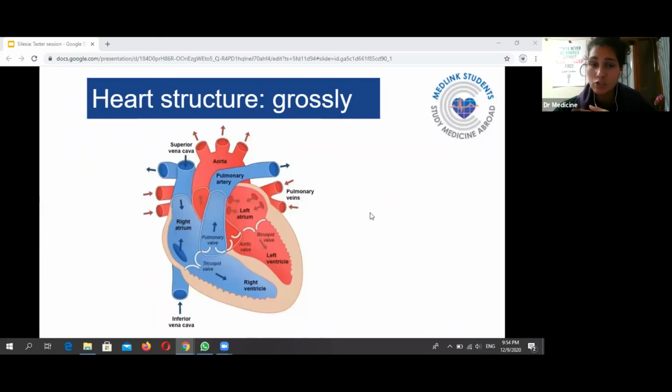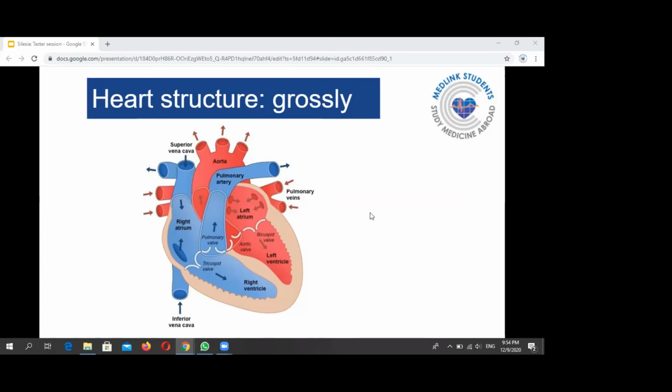We have the right atrium and the left atrium, which are very nicely illustrated here in this diagram. And we also have the ventricles too. So the right atrium receives deoxygenated blood. Okay, does anyone know where it's receiving deoxygenated blood from?